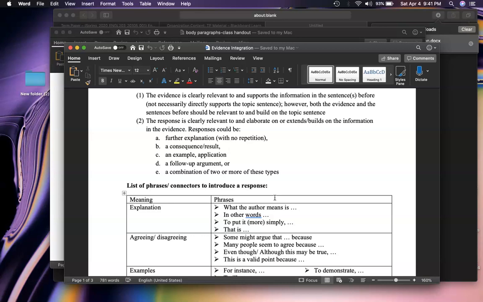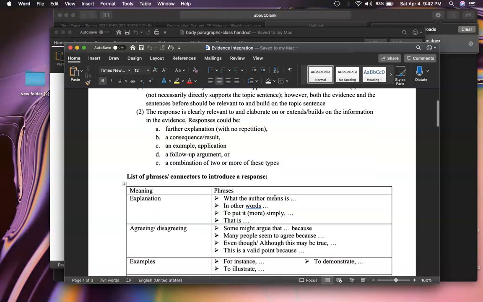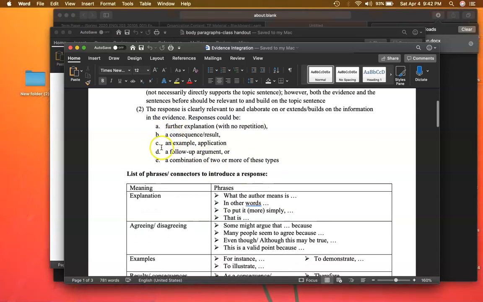You make sure that the information before and after, they are all matching, relevant, making sense, and then you write a response. So how do you write the response? You have 1, 2, 3, 4, 5 options. Option 1 is you can write a further explanation. You can explain it more, but you don't repeat the idea.